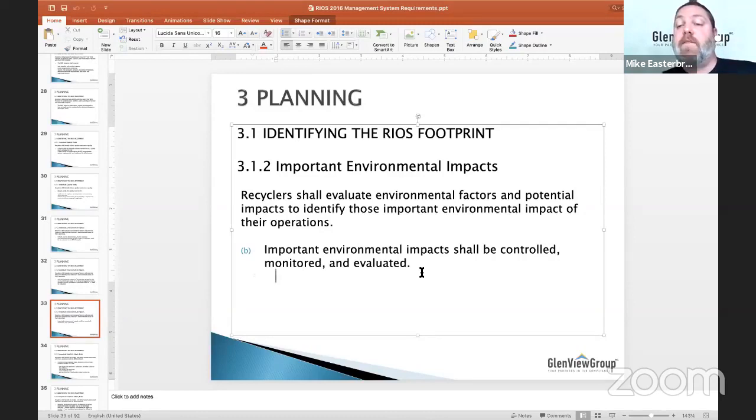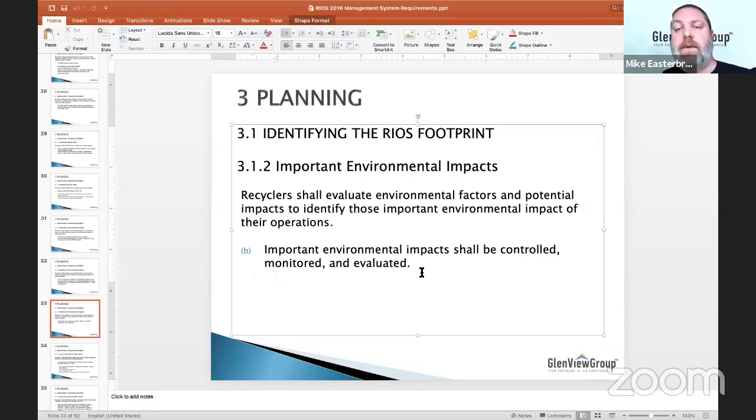So for instance, if you have outdoor activity and one of your controls to prevent pollution to stormwater is cleaning up spills when they occur, but you go on a monthly walkthrough and you see a spill that hasn't been cleaned up, and you ask the supervisor and they say, oh, we don't know anything about it, and you talk to employees and they say, I think that's been there since yesterday, then obviously your controls are not effective.